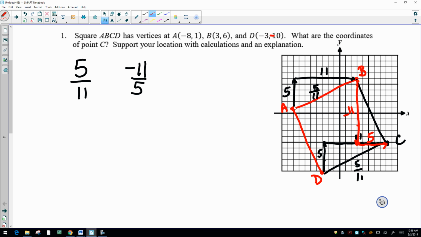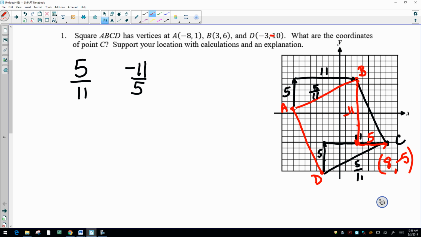It's in order. I have A, B, C, D. So then the only other thing I need to do is tell you where C is located. What's the coordinate? Positive 8, it looks like. And then we're going to go down 5. Looks like positive 8, negative 5. That would be our location for C.